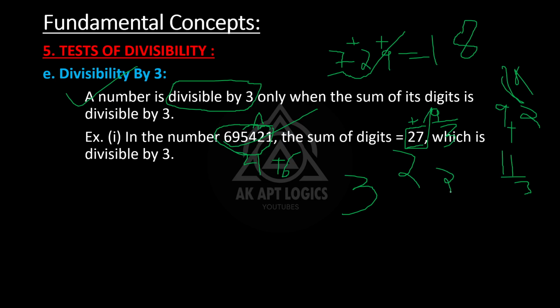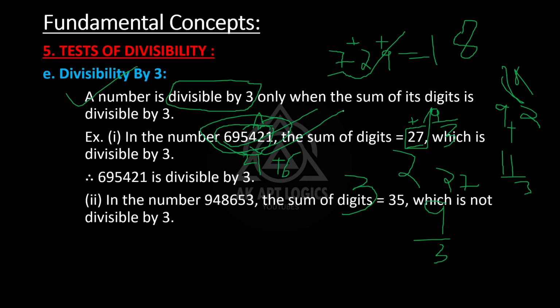In this case, you get 27, right? We add 2 plus 7 again, and we will get 9. If 9 is divisible by 3, then the number which is given to us is also divisible by 3. This is my point. This is a shortcut. That's it. In another number you got 35 after adding all the digits. 35 is not divisible by 3, so the number is not divisible by 3.